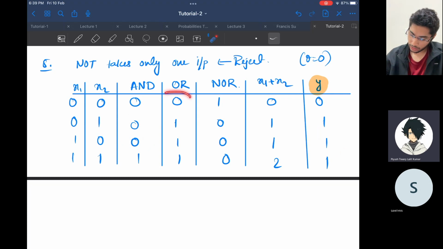Similarly, if you take OR, it gives 0 in this case, so this works.